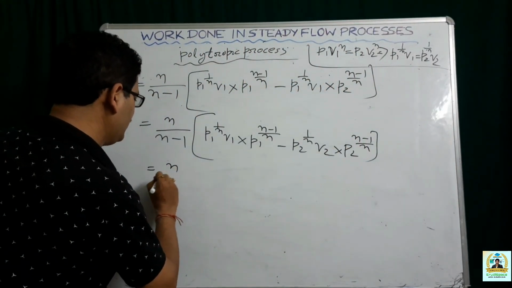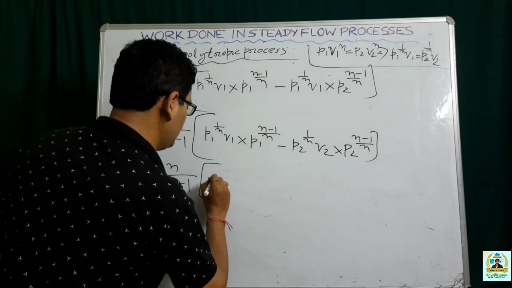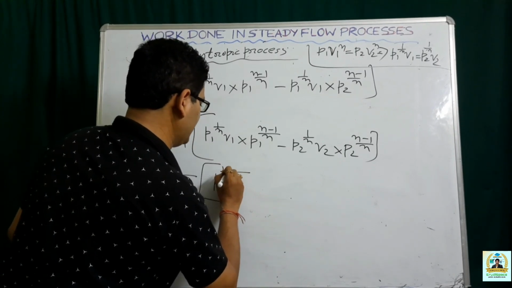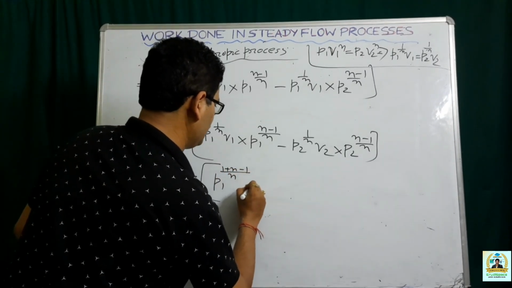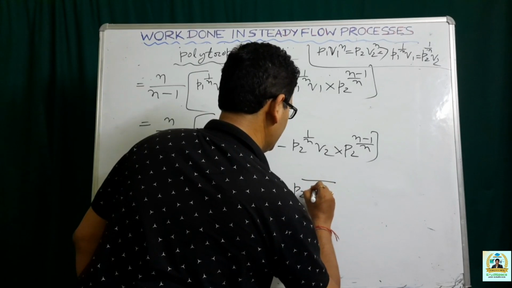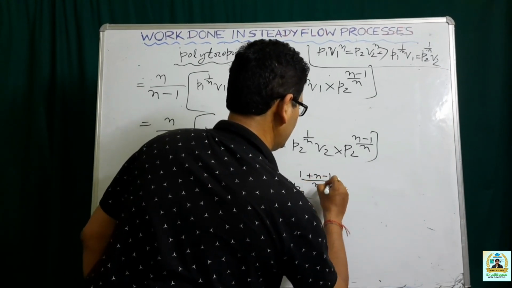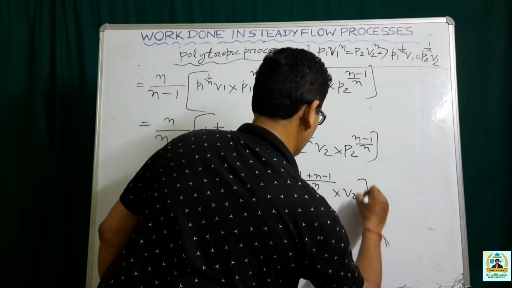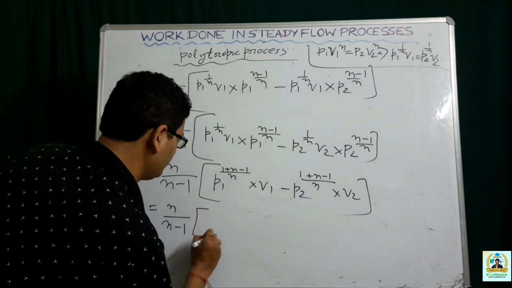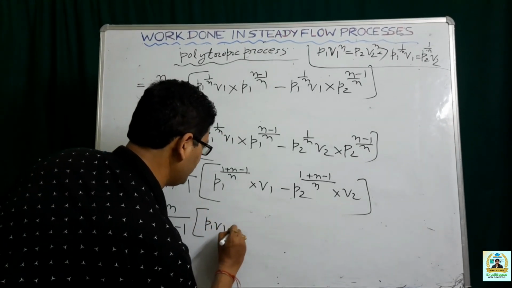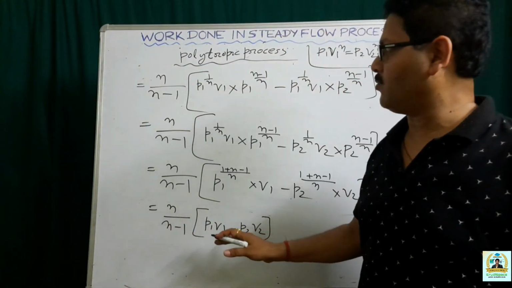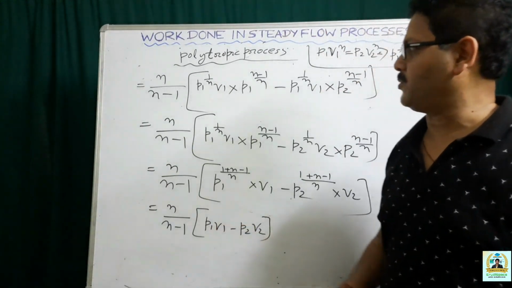So that is equal to n by n minus 1 into P1 times, taking the LCM, n minus 1 plus 1 into V1, minus P2 times n minus 1 plus 1 into V2. So that is equal to n by n minus 1 into P1 V1 minus P2 V2. So this is the expression for work done when it comes to your polytropic process.